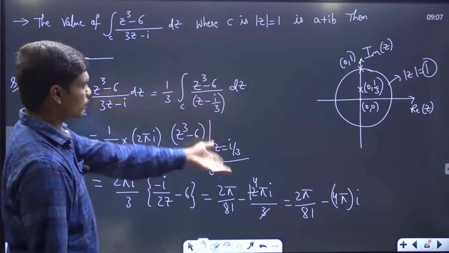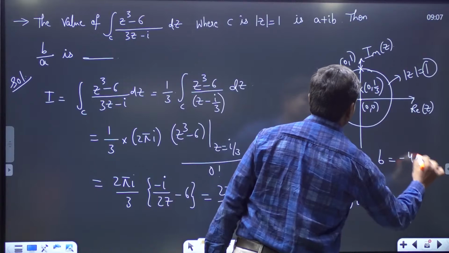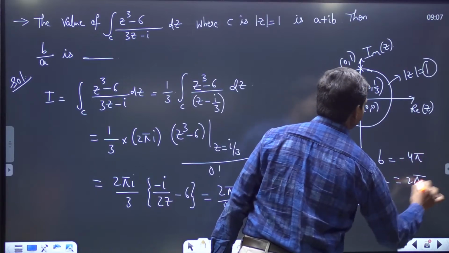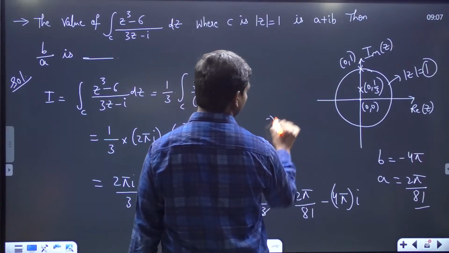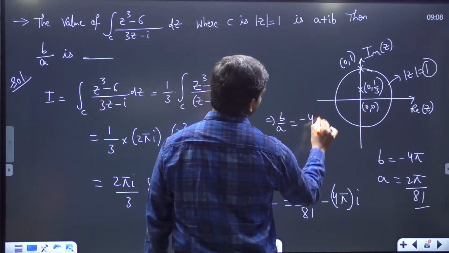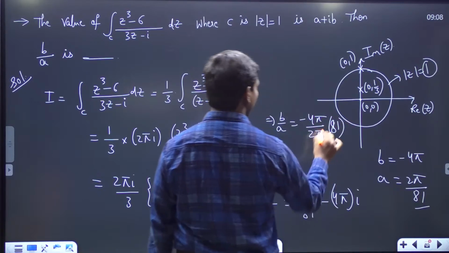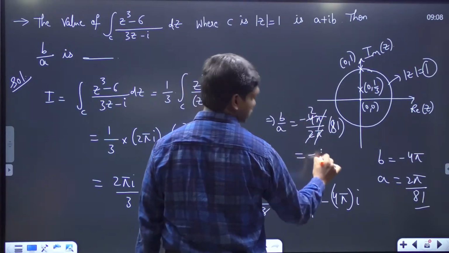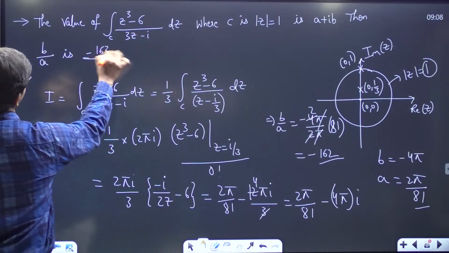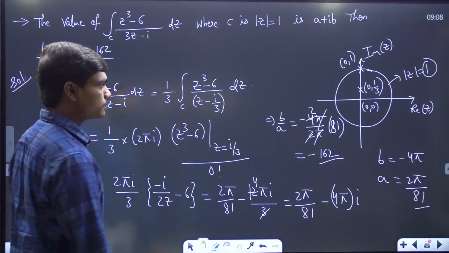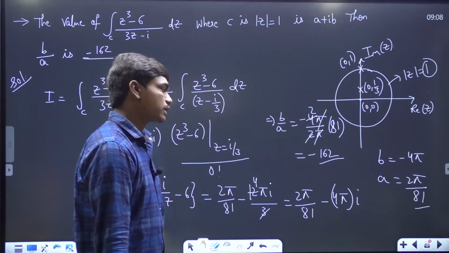Now what they are asking, if this is of the form a plus ib, then b by a. The b value is minus 4 pi, the a value is 2 pi by 81. So if you divide these two, b by a is equal to minus 4 pi divided by 2 pi into 81. So pi gets cancelled, 2 gets cancelled, minus 162 could be the answer. Minus 162, correct.